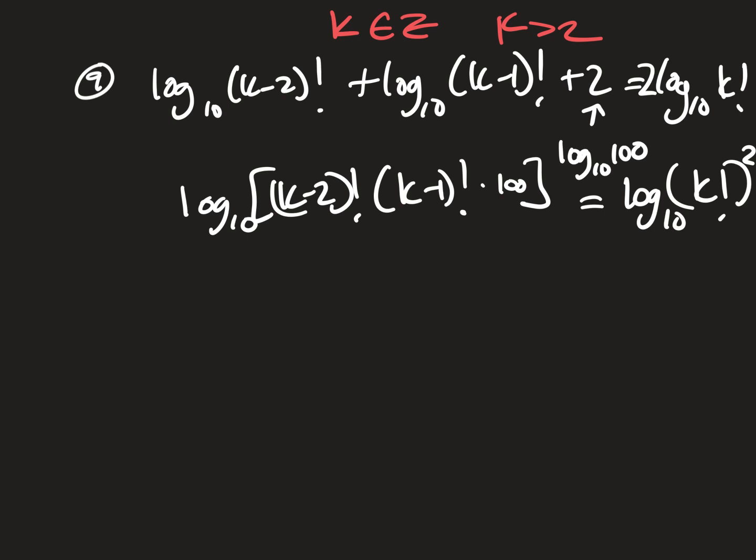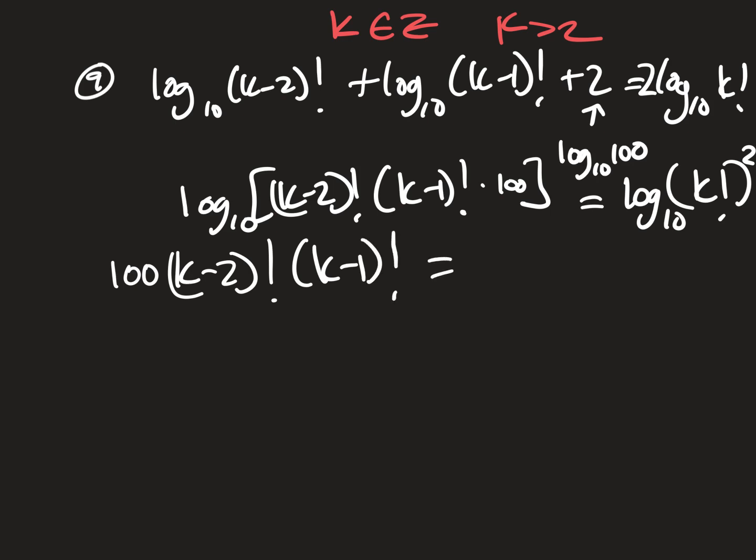So I would say 100 times (k minus 2) factorial times (k minus 1) factorial equals k factorial times k factorial. That was k factorial squared. And I think the way to think about simplifying this is to write out a little bit what factorial means. So again, we just have this 100 hanging out. And then let's see what factorial means.